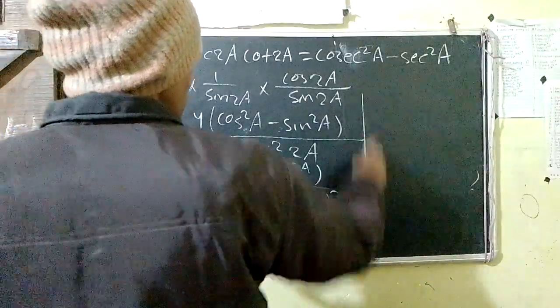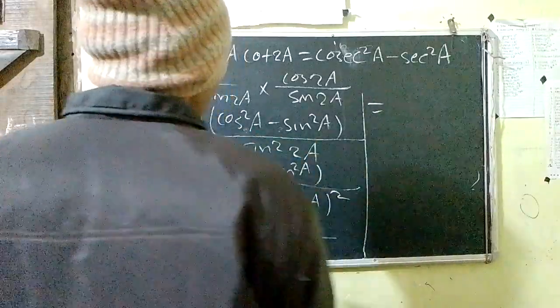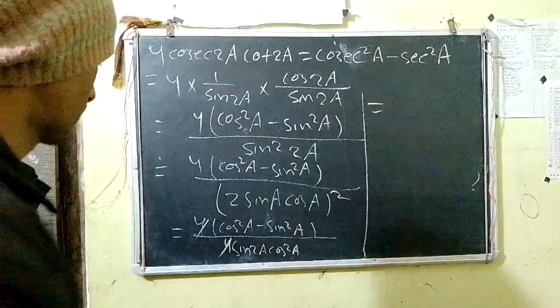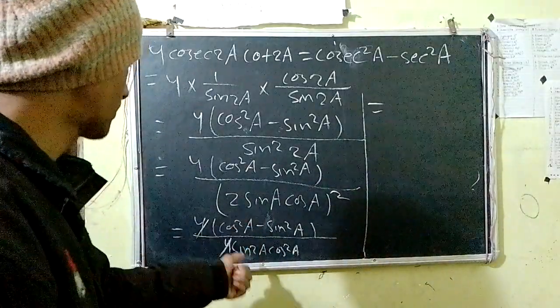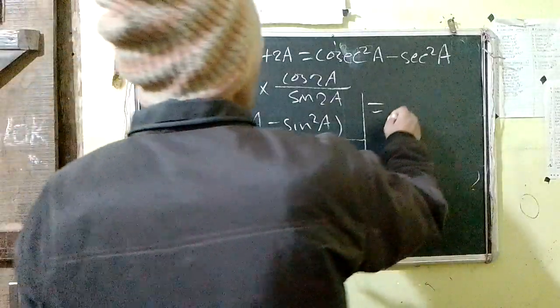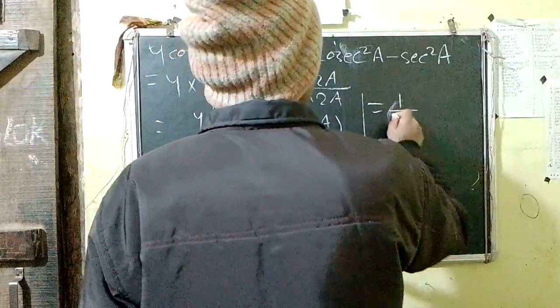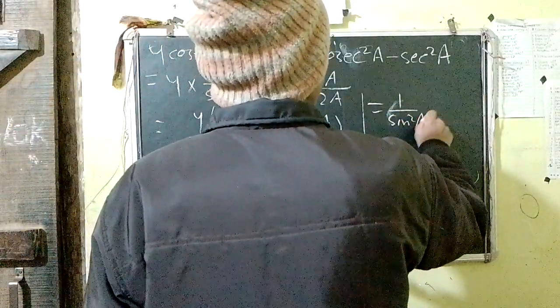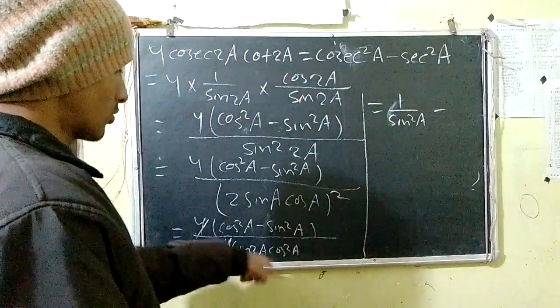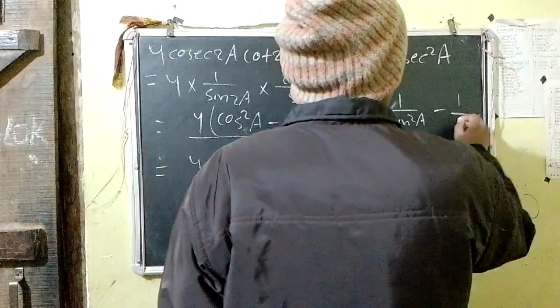Now what are you going to do? We're going to divide this separately, and the 4 first of all will cancel out. So cosine squared and cosine squared will cancel out. This will be 1 over sine squared a. So let's write this down: 1 over sine squared a minus, sine squared a and sine squared a cancel out, so 1 over cosine squared a.